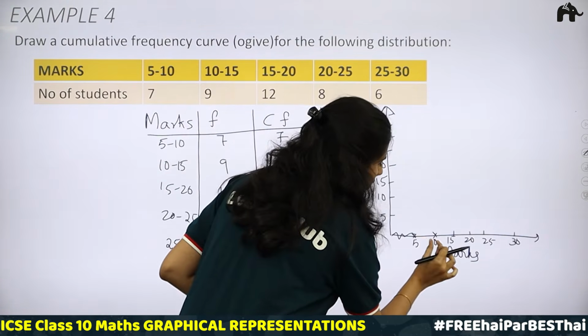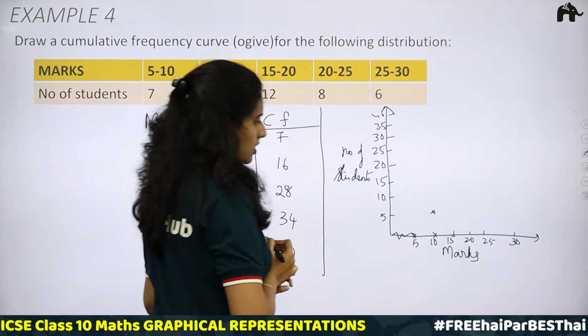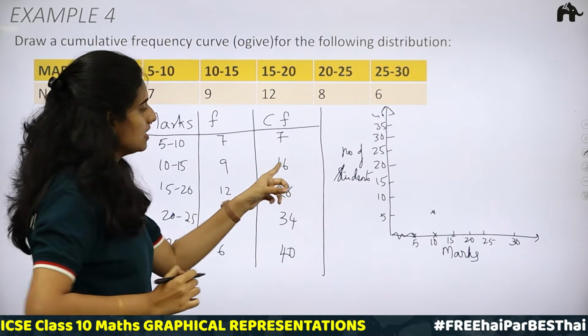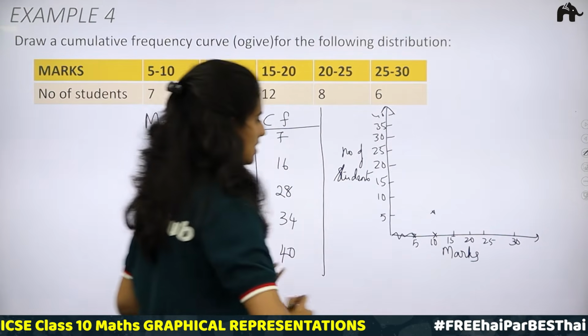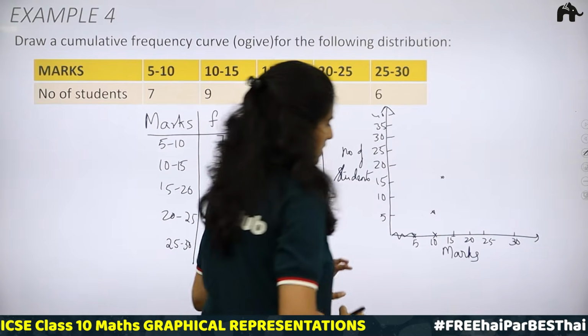So, corresponding to 10, we should take 7. Here we have 7. This is the point. Next, 15. Here it is. Cumulative frequency is 16. Upper limit 15. Cumulative frequency 16. Here we will be having 16.